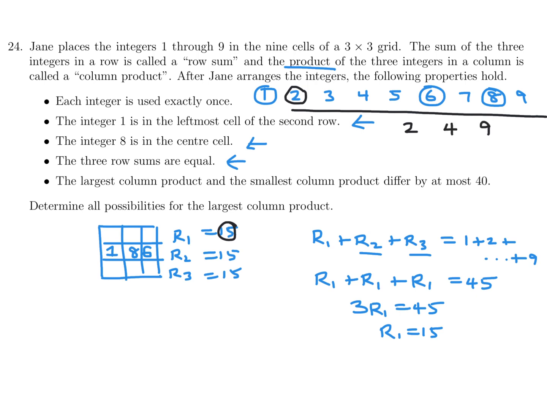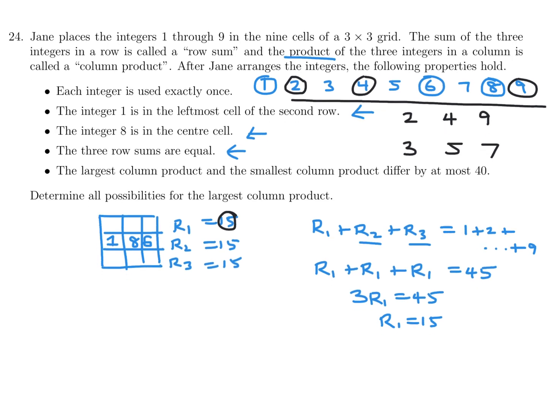Let's keep experimenting. If I were to use a 2 and a 5, the next number would have to be an 8, but the 8's already been used. 2 and a 7, that would mean the next number would have to be 6, and the 6 is already used. So 2, 4, 9 is the only way. And therefore, the final row would be a 3, 5, 7 type thing. Not necessarily in that order, but those digits. Got it? Okay, so 2, 4, 9, 3, 5, 7.